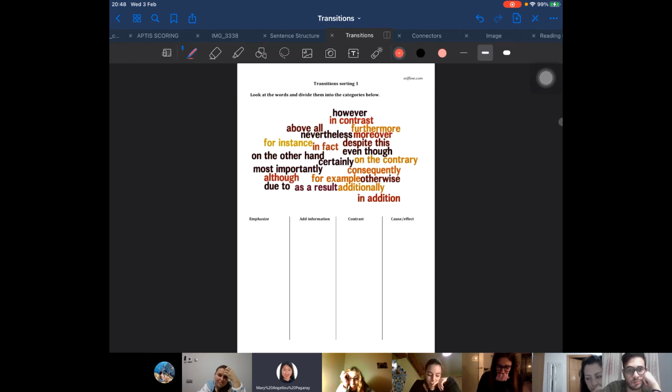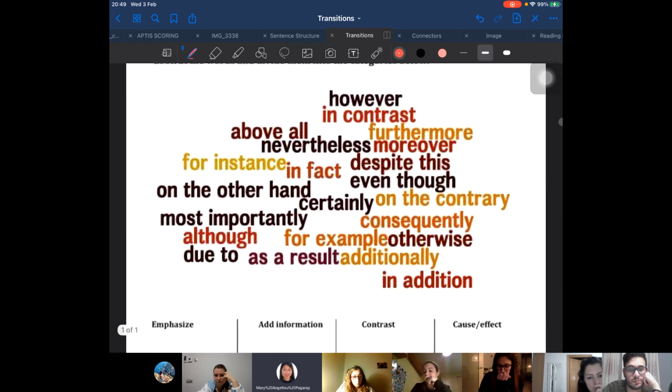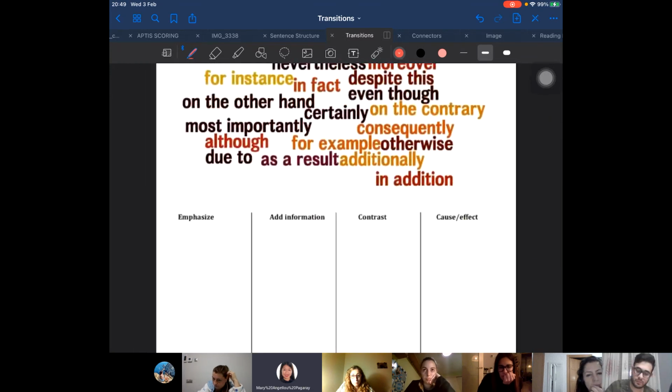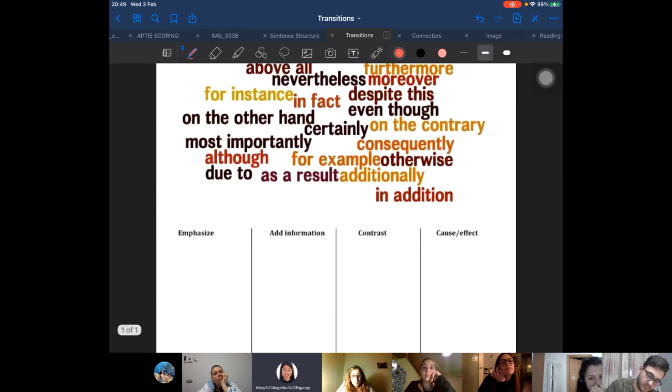Okay, so now we have here some connectors that we use to add information, or to emphasize, or to contrast, or for cause and effect. So I want you to group them according to their category, and you have at least 4 to 5 minutes to do this one.